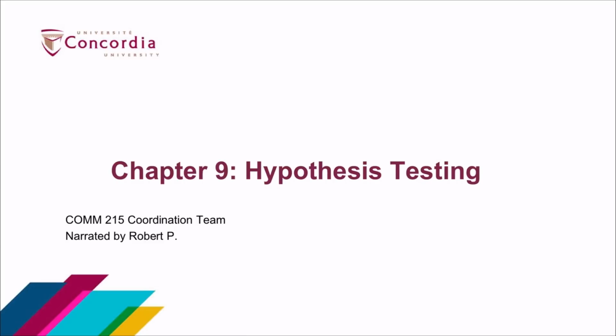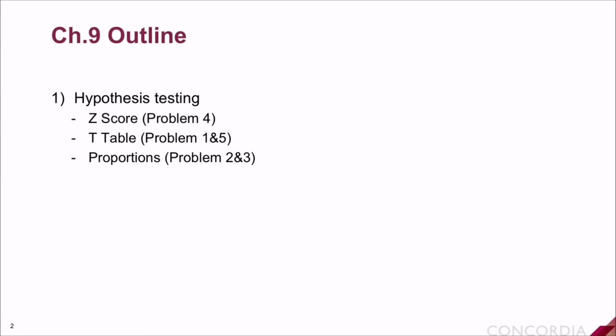Hello everyone. Today we'll be going over Chapter 9, otherwise known as hypothesis testing. Here's an outline for this chapter. It covers one topic, which is hypothesis testing, and that topic is broken down into three subgroups. The first is hypothesis testing using z-scores, the second using t-tables, and the third using proportions.